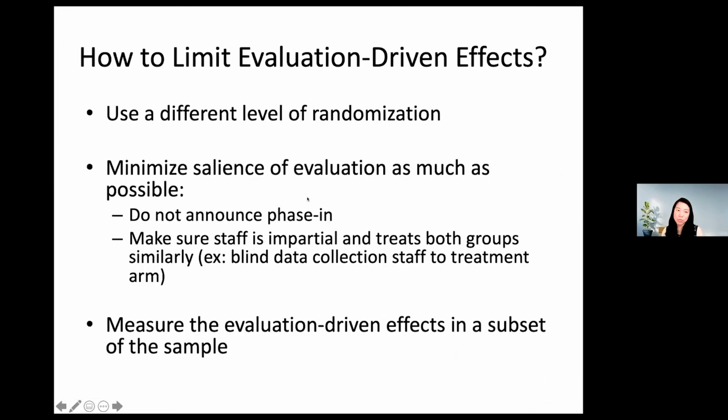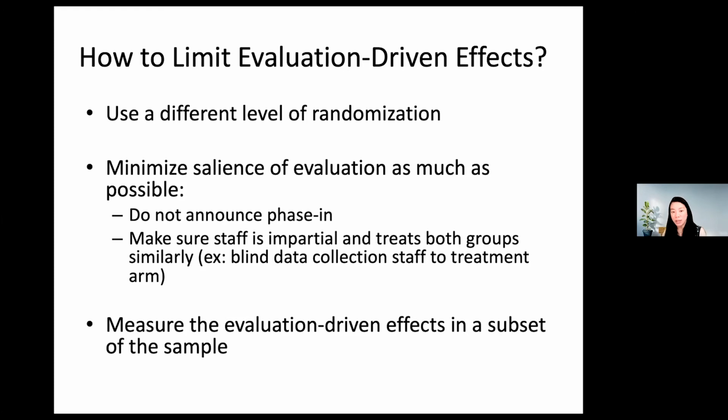So what can we do to limit this kind of evaluation-driven effect? One classic way to deal with this is, again, to use a different level of randomization, so there's no information spillover or crossover. And we can also minimize the salience of the evaluation as much as possible, right?